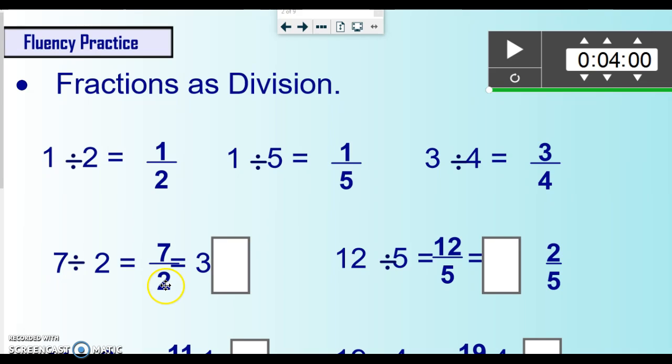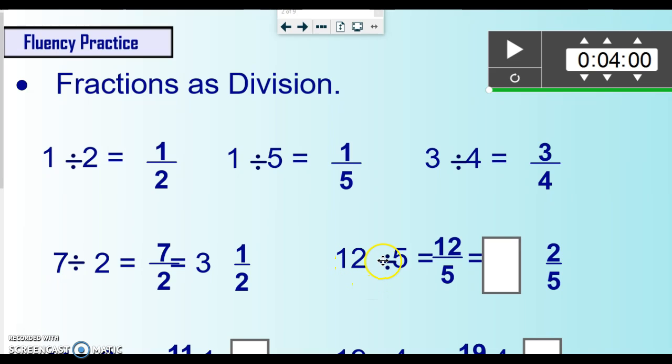Nope, sure can't. So that means I have to look and see how many times 2 can go into 7. If I count by 2's, I would have 2, 4, 6. Okay, it's as close as I can get to 7 without going over. That gives me 3 wholes, and then what's left over? 1/2. So 7 divided by 2 will give me 3 and 1/2.